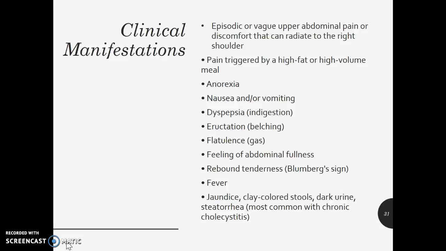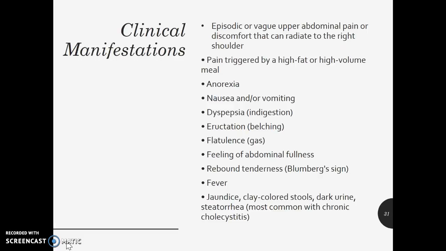Clinical manifestations: please make sure that you remember the differences between how pancreatitis presents and how cholecystitis presents, because they typically are on opposite sides of the body. With cholecystitis, you'll have episodic or vague upper abdominal pain or discomfort that usually radiates to the right shoulder. Pain is often triggered by eating a big, high-fat or high-volume meal. So when do you think everybody shows up at the ER with cholecystitis? Quite frequently right around holidays. This is very, very common.